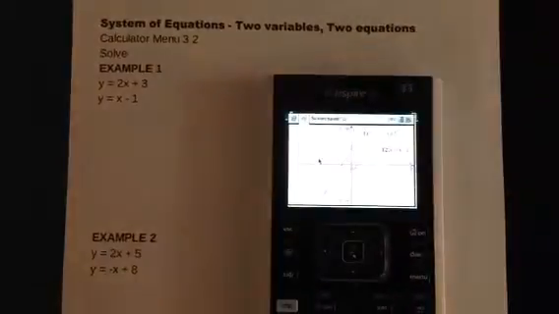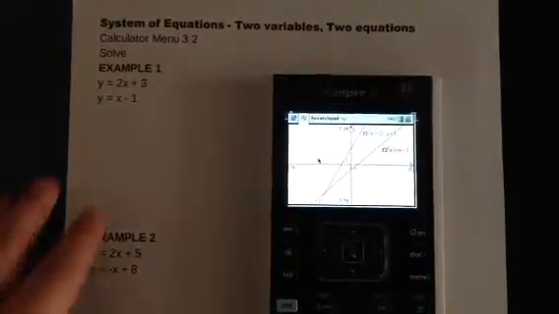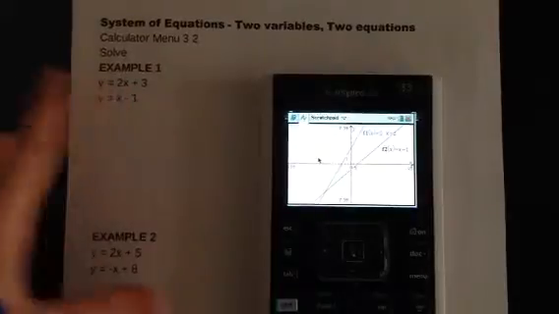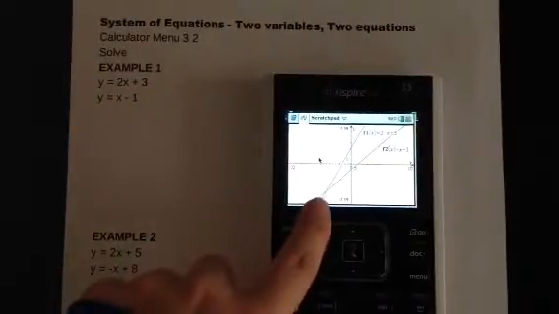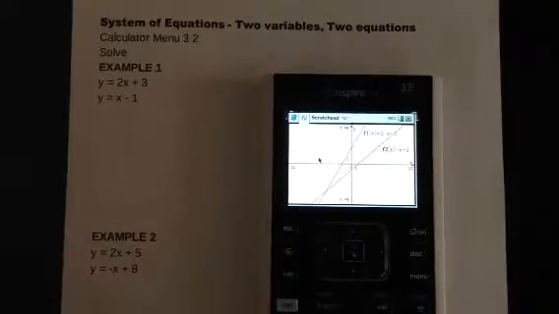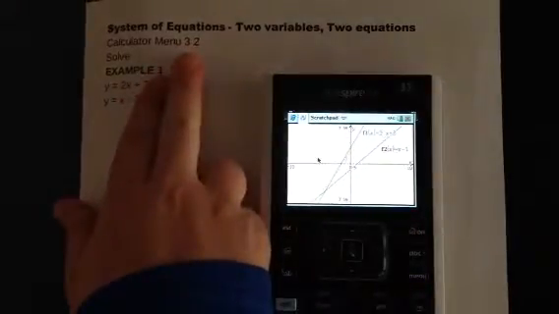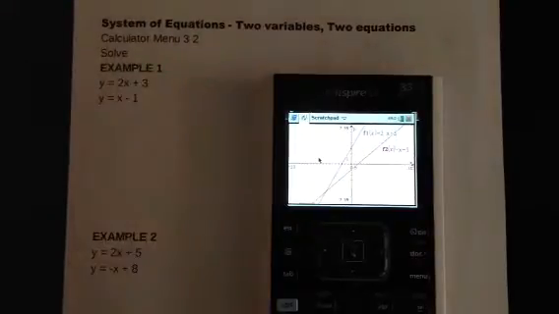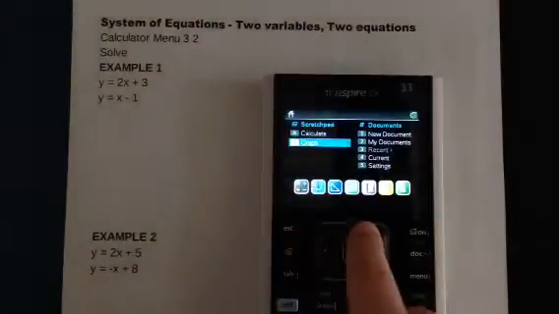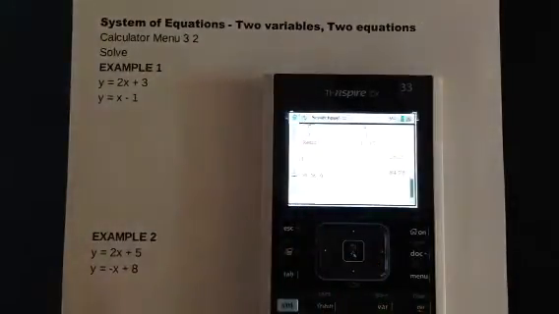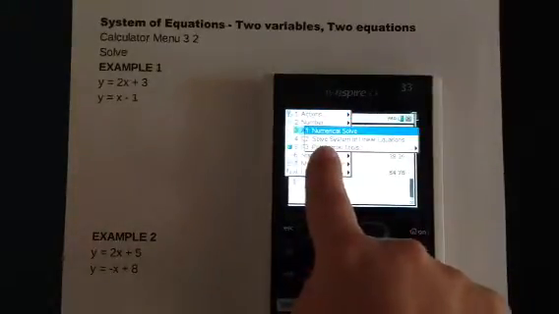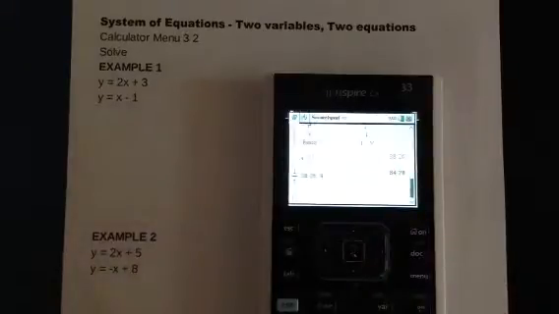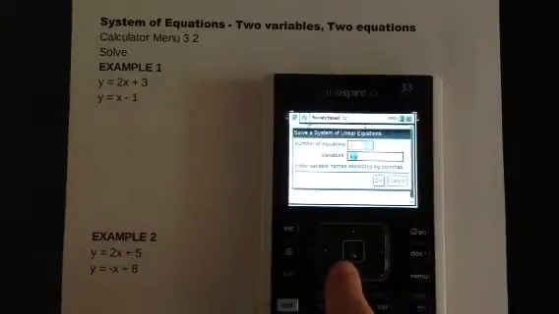All right, so now let's look at this example. And so we have y equals 2x plus 3, and we're trying to find this x and y. Well, you can do that by pushing, I told you the keystrokes here, menu 3, 2. So go to your home, go to calculate, and menu 3, and then 2, it says solve system of linear equations. 2 equations, the x and y are the variables, and then hit OK.